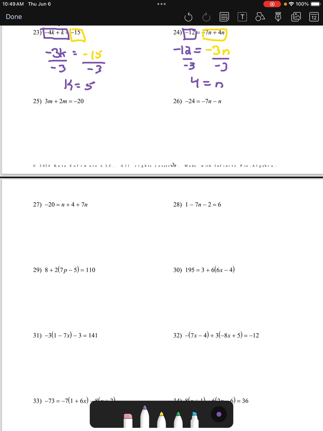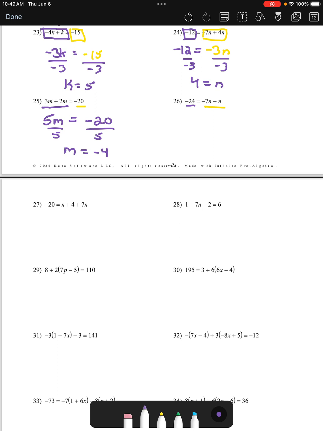25 and 26 are very similar to 23 and 24, so I invite you to pause and attempt them and come back when you're ready. In number 25, and I'm just going to underline to simplify things a little bit right now, the left-hand side can simplify. 3m plus 2m is 5m. The right-hand side is just the number negative 20. We'll divide both sides by 5 and have a final value of m of negative 4.